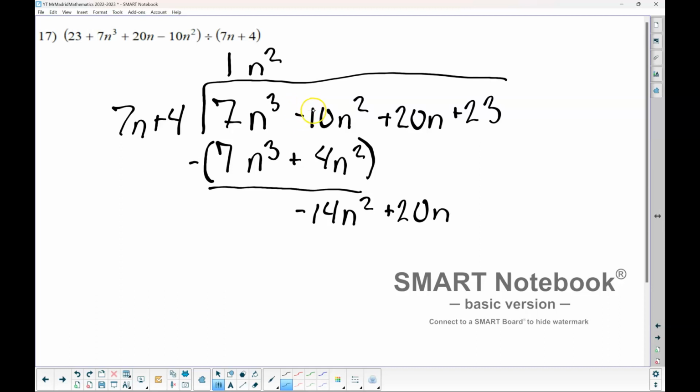Now I have to ask myself, how many times does this go in here? Or maybe a better question is, this times something equals negative 14. So 7 times negative 2 is negative 14. This has two n's, I only have one, so I need to include another one. If I multiply this with this, I get negative 14n squared. Now I multiply this with this, so I get minus 8n.